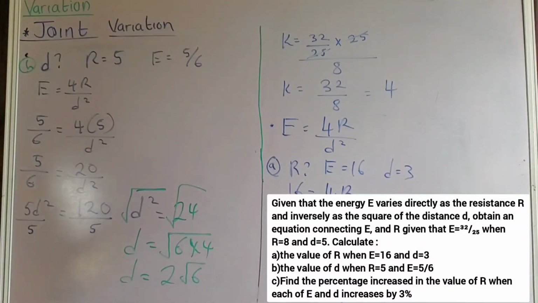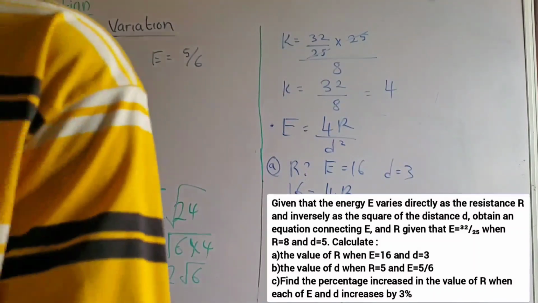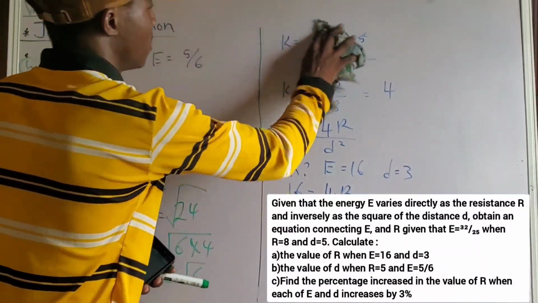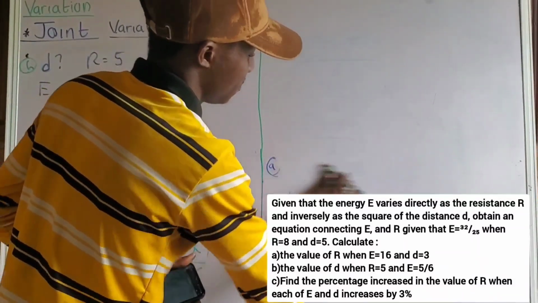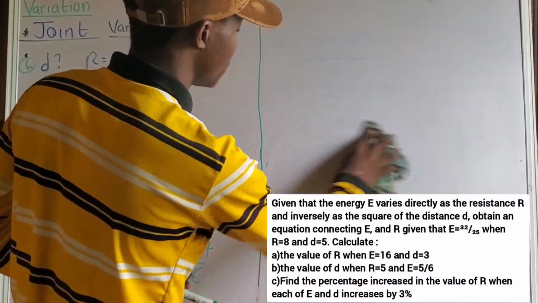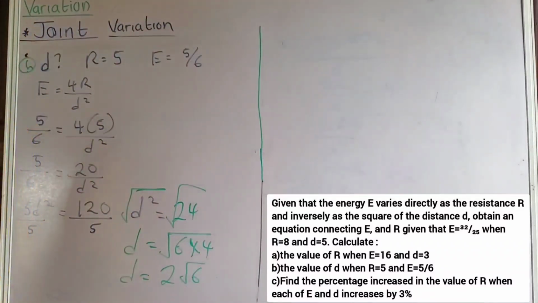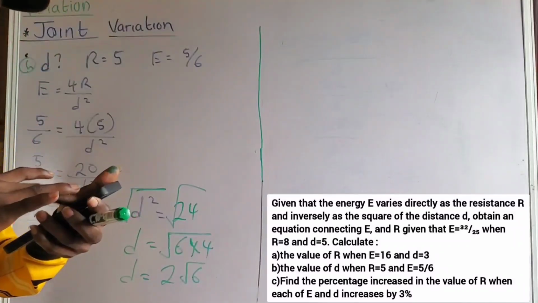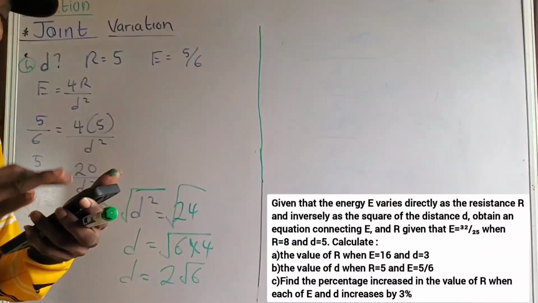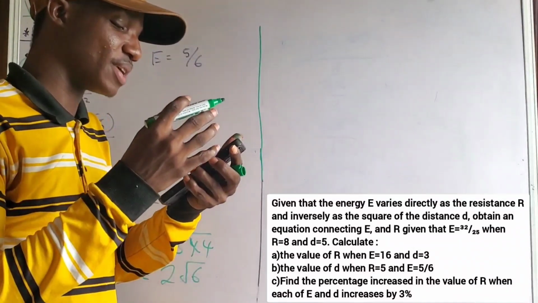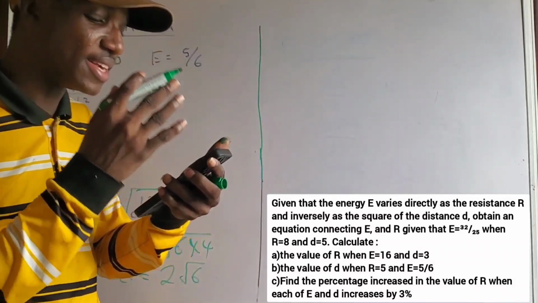Find the percentage increase in the value of R when each of E and D increases by 30%. Okay, now you can solve this question in two ways. Listen to me carefully. You can solve this question in two ways. I'm going to show you the first way, and I'm going to explain to you the second way. So just pay attention.